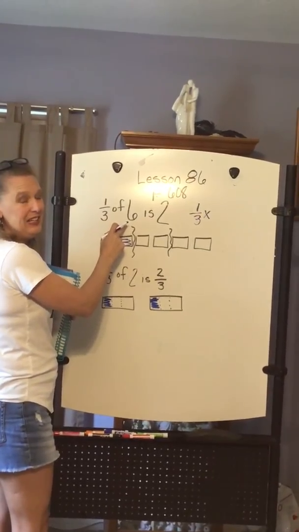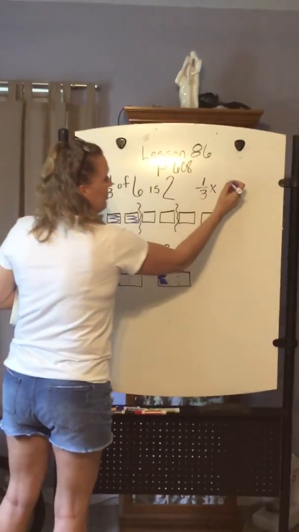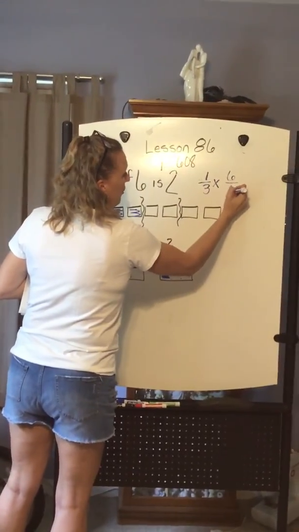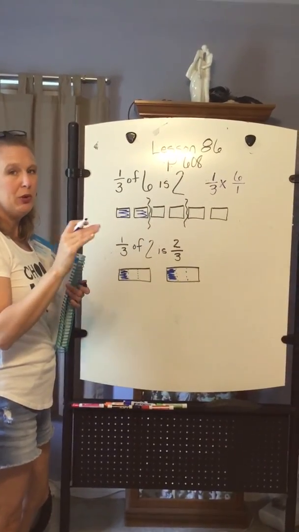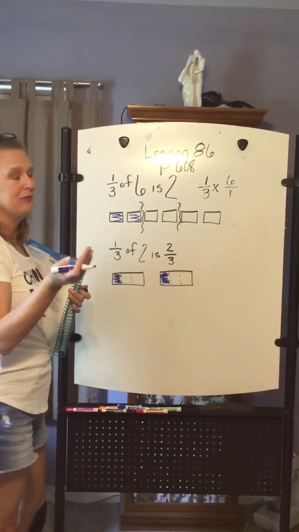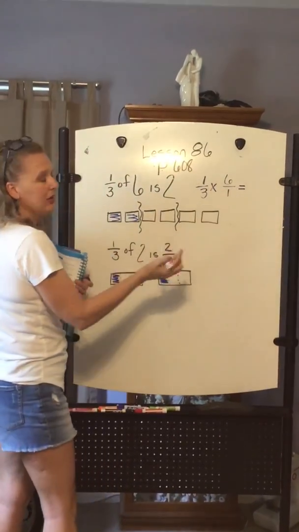And any time you have a whole number, when you write it as a fraction, you take the whole number over 1. Every time you have a whole number, you put it over 1, and now you make it a fraction. Now we understand how we multiply fractions.